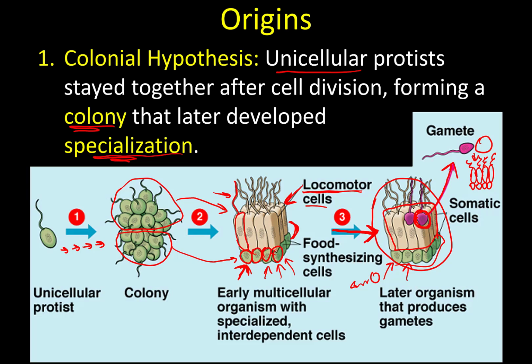So each individual cell in the colony is no longer replicating itself. Instead, they're all working together to produce one special type of cell that carries the information on how to rebuild all of them into a brand new individual who is also multicellular.